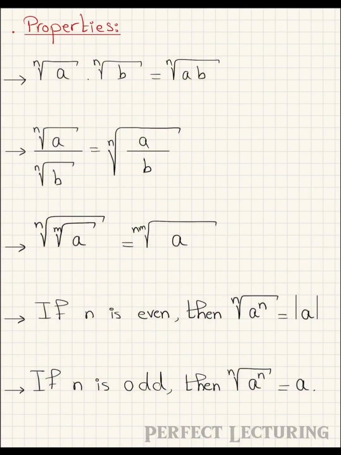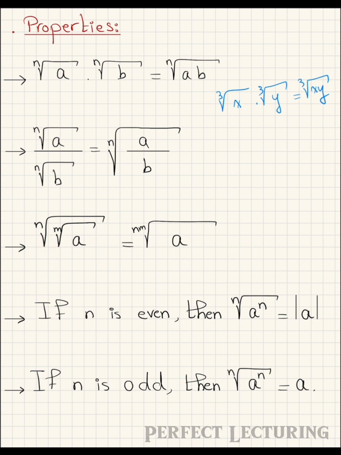Regarding the properties, we have the same properties as the square root. So the product of the nth roots is the nth root of the product, provided, of course, we have the same index. If the indices are different, we cannot multiply. For example, the cubic root of x multiplied by the cubic root of y is equal to the cubic root of x times y. This also applies for the quotient, where the two radicals again have the same index.